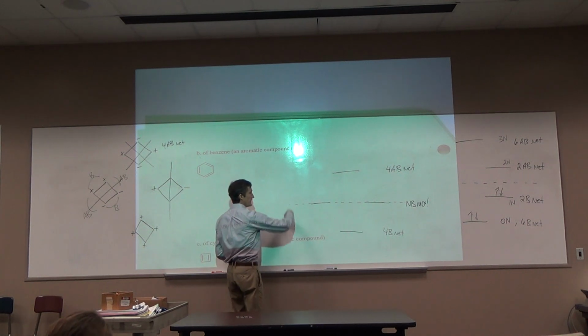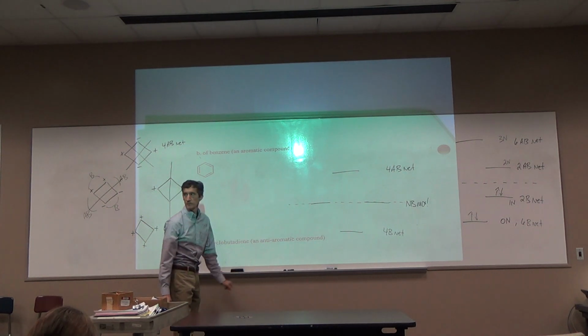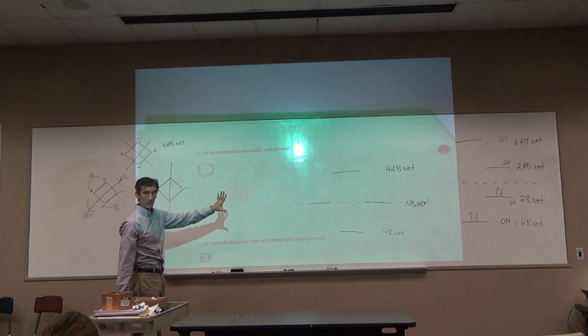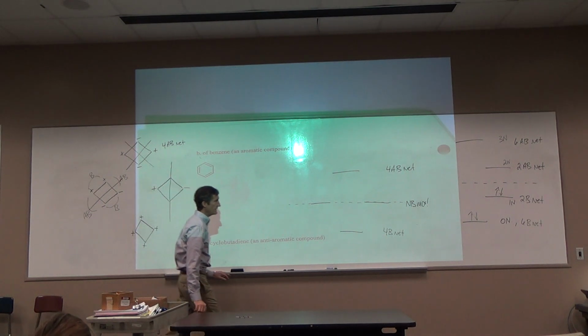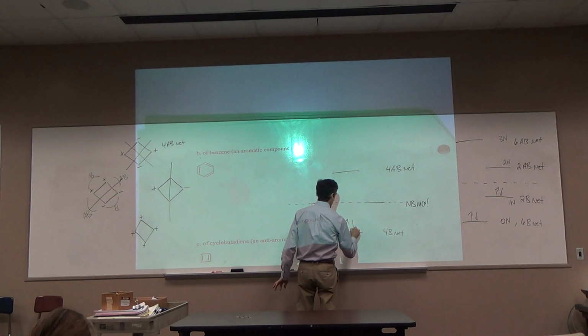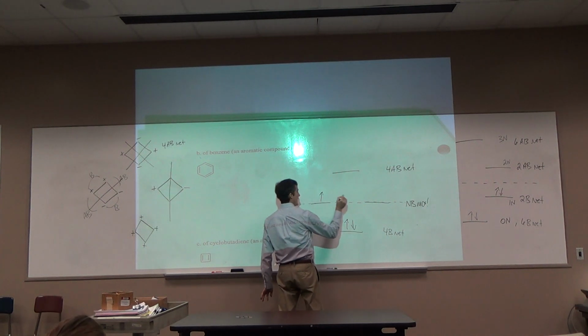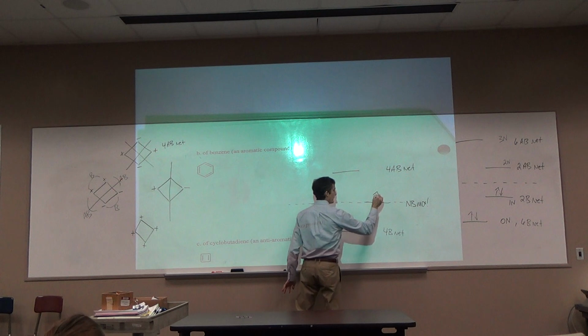Okay, all these have energy. Okay, I'm not putting every single thing up here. There are your 4 MOs. How many electrons do we have? 1, 2, 3, and 4. There you go.